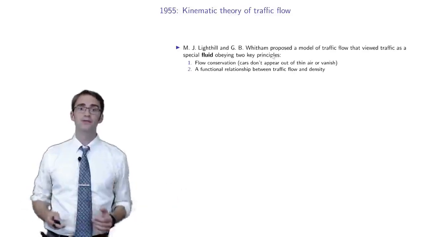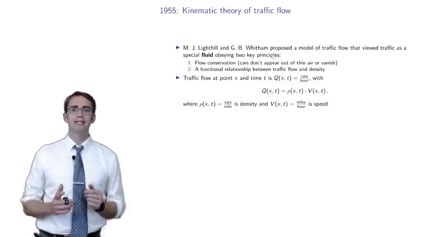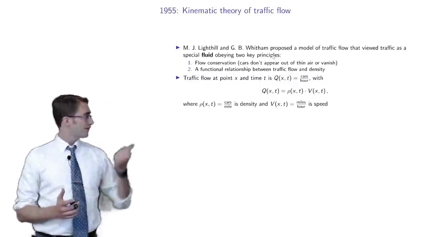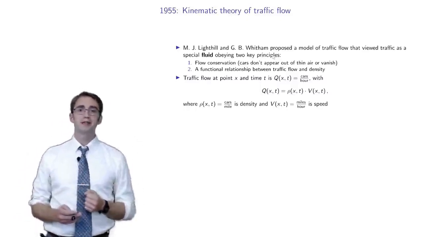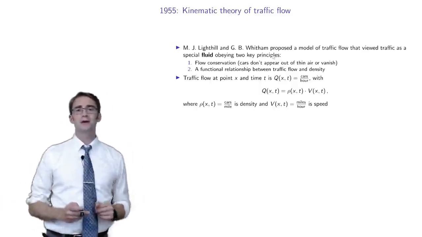The slower things move. So they said that traffic flow at a point x and at time t will be called this function q, and you have a functional relationship seen in this equation there, which you don't need to remember. It's not on the exam. I'm just including it for decorative purposes.